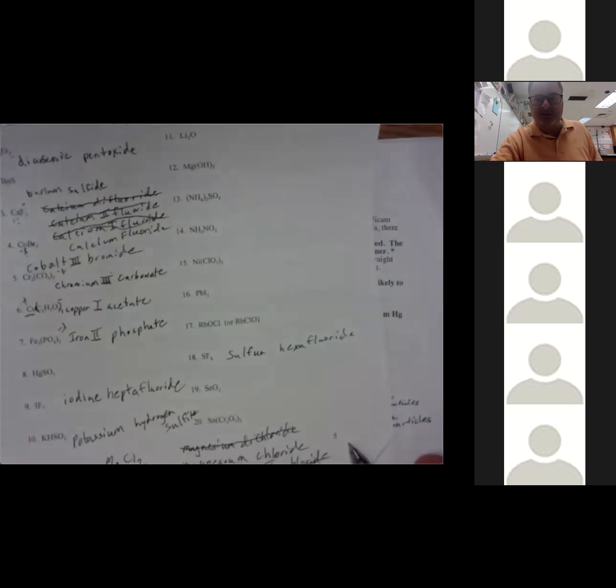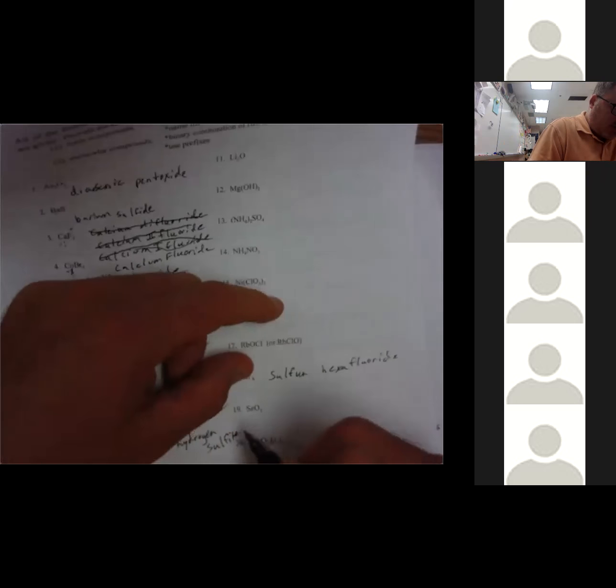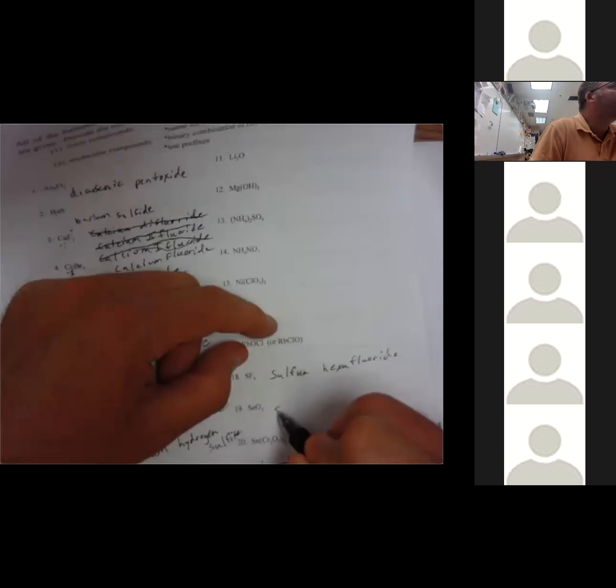The last type of thing only comes into play once you get to like page 5, because I think it's one of the easier things. And that is whenever the first element is not a metal. Here we have the non-metal selenium. So it's not a metal. So we don't worry about charges at all. Selenium.